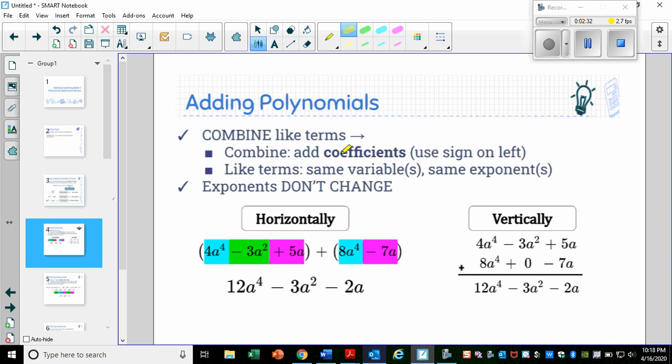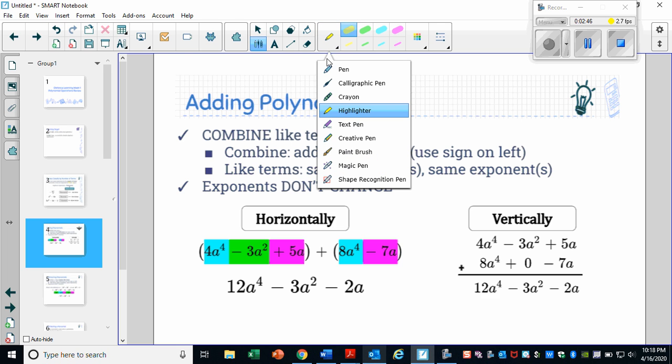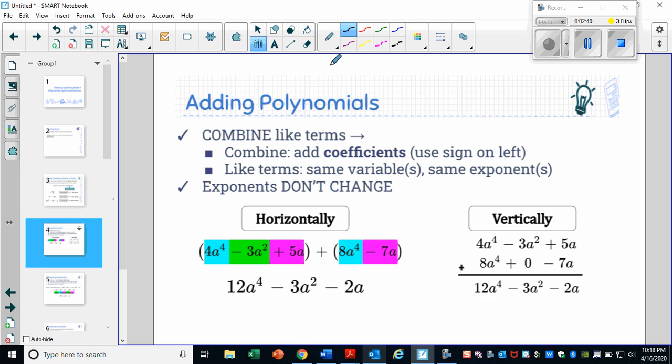Now, adding polynomials. You combine like terms. When you combine like terms, you add coefficients. Your coefficient, do not forget, is the number that is to the left of your variable. So in this case, you have the 4a to the fourth, 8a to the fourth. And again, this is your coefficient of 4a.